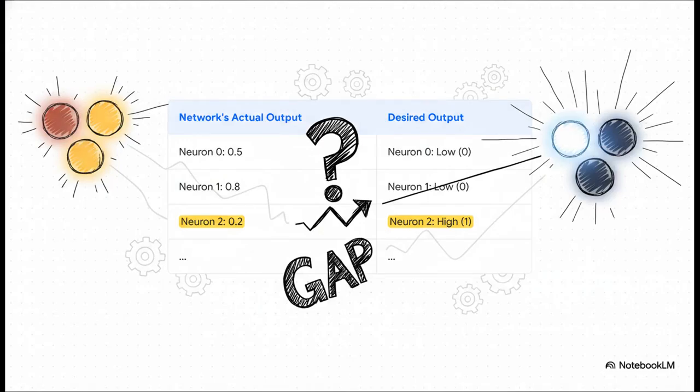Okay, get this. The network is just starting out, so its outputs are basically random guesses. What we really care about here is the gap between what the network is saying and what we want it to say. See, we want the neuron that represents the number 2 to be shining super bright, a value of 1, but right now, it's really dim, only 0.2, and at the same time, some other neurons, like for 1 or 3, are way too bright when they should be off. This is the mistake we need to fix.